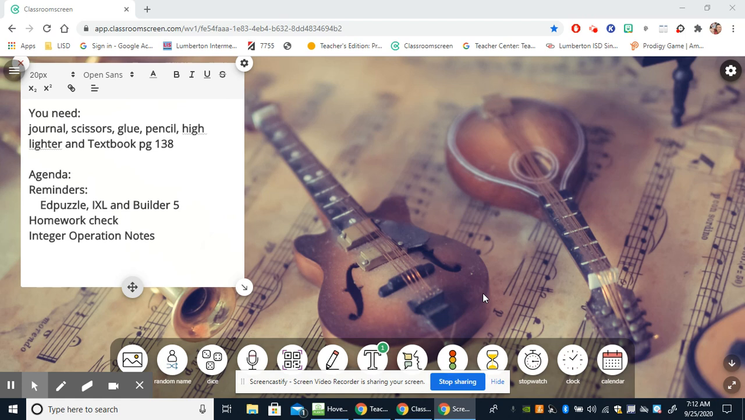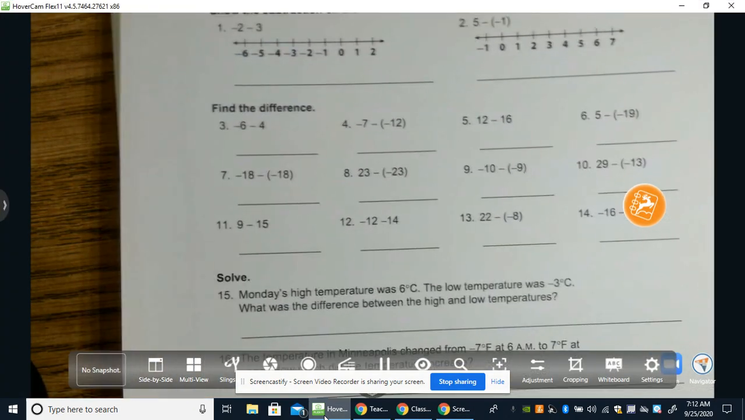So here's a quick agenda. You need to make sure you have your Ed puzzle, your iExcel, and Builder 5 done and turned in to me by today. We're going to go over our homework check, and then we have our integer operation notes that we're going to do. And then I will have some videos attached to Delcam's videos for you to go and view. All right, so let's get started on the homework from last night.